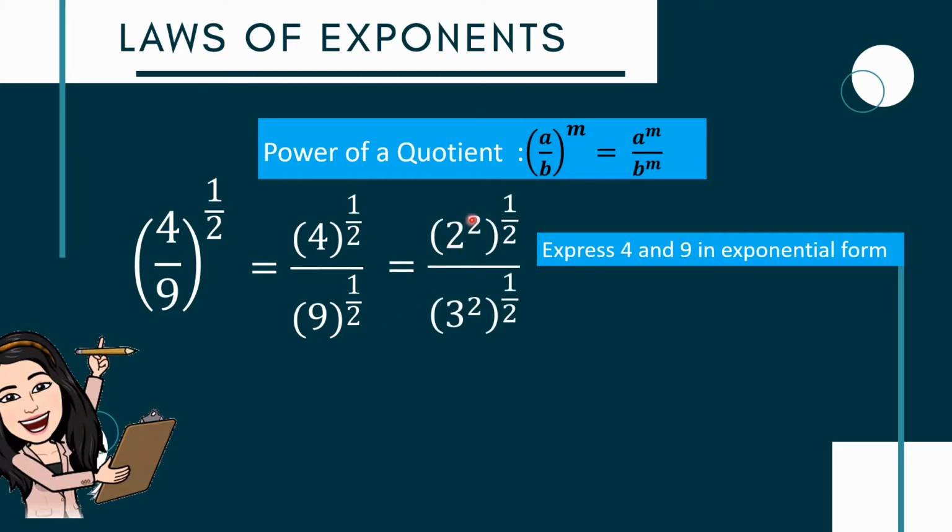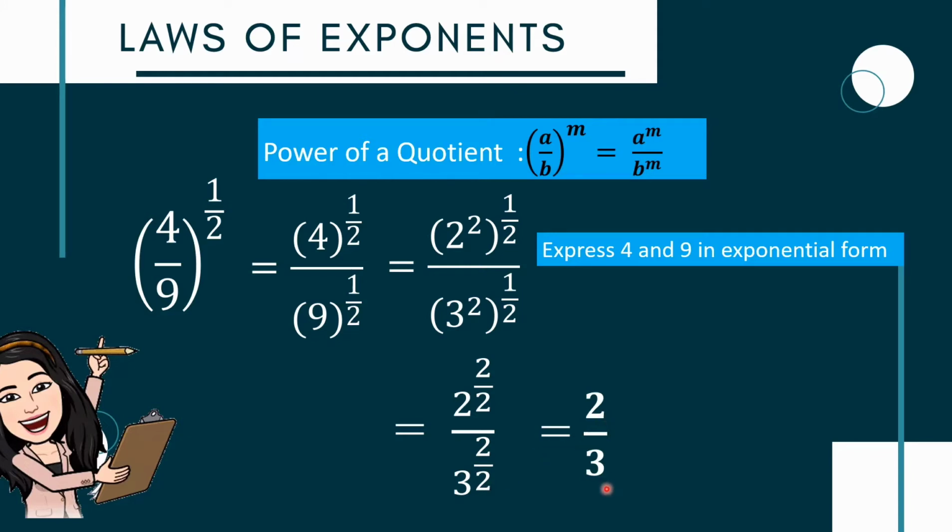So, that will look like this. 2 squared, yung 4, naging 2 squared. And then, multiply to the power of 1/2. As well as yung 9, naging 3 squared, then to the power of 1/2. Then, after that, let us simplify. So, i-multiply natin ang 2 na power or yung exponent na 2 by 1/2. So, 2 times 1/2 is equal to 2 over 2 as well as this denominator. 2 times 1/2 is equal to 2 over 2.